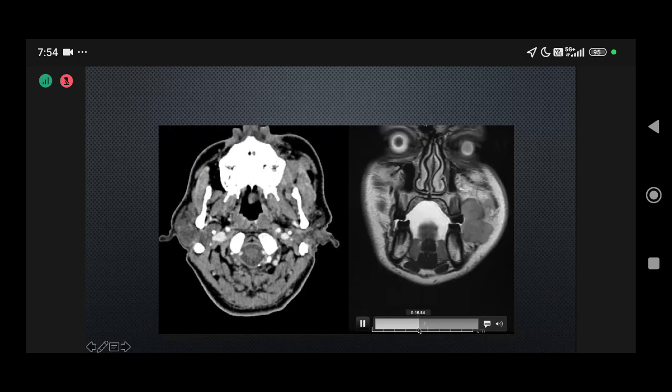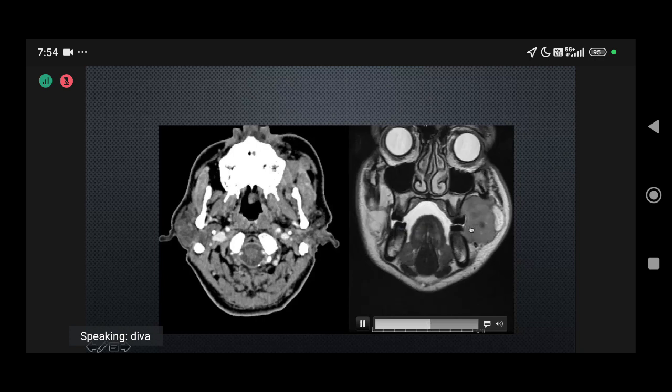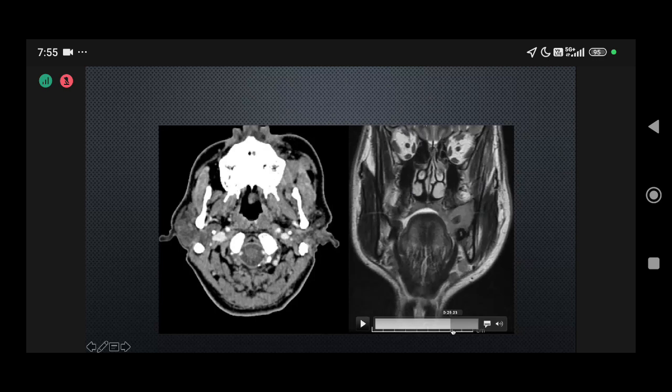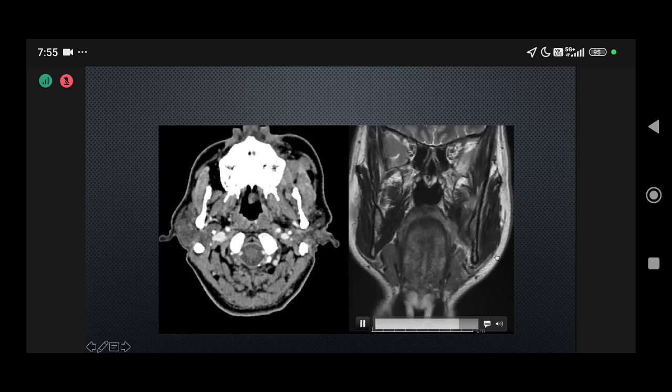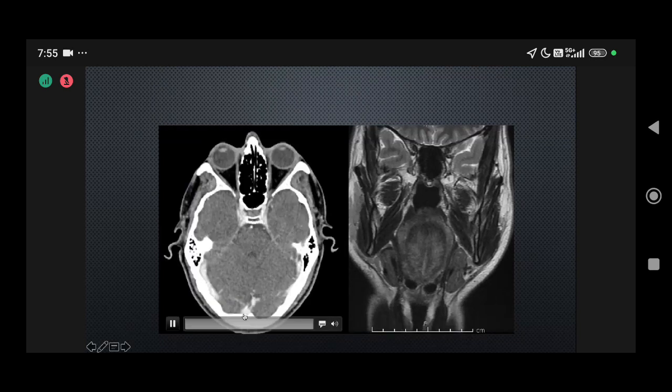This is the coronal T2-weighted image of the same patient. You can see the bulk of the tumor here, the upper and lower gingivobuccal sulcus, the deep buccal fat, and what the extent of the tumor is. So the coronal view is very important, as I said. Here we are not able to see the tumor in the suprazygomatic masticator space.